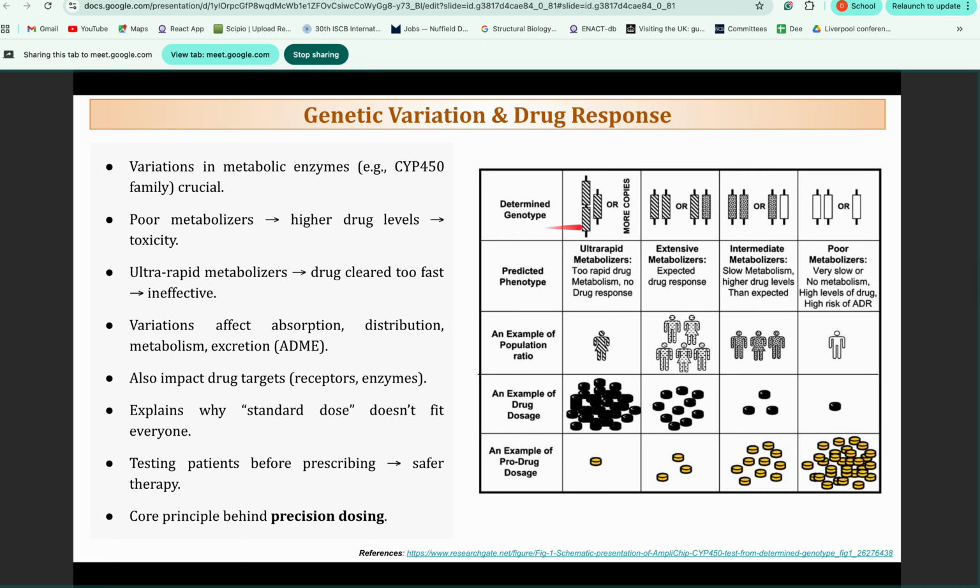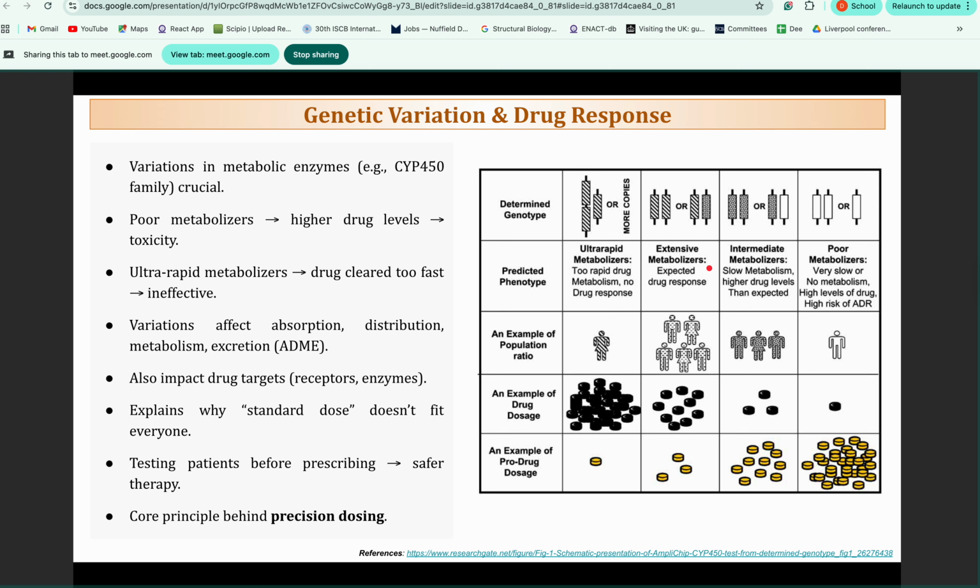So this is the determined genotype, and this is the comparison among the genotypes for this particular gene. Then the predicted phenotype: after looking at the genotype, individuals can have different phenotypes. Some could be ultra rapid metabolizers, some extensive metabolizers, some intermediate, and some poor metabolizers. Ultra rapid means they are too rapid in drug metabolism, so if a particular dose is given, it might not show any response.